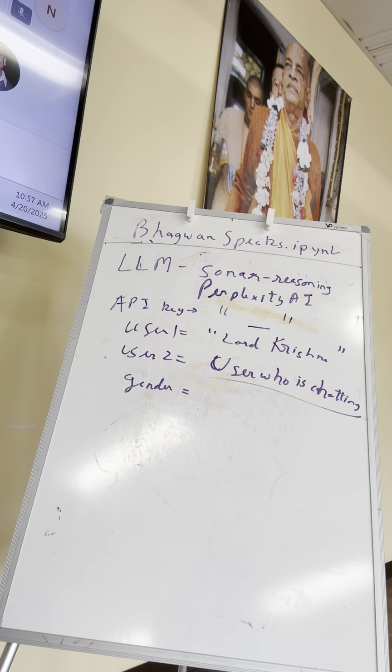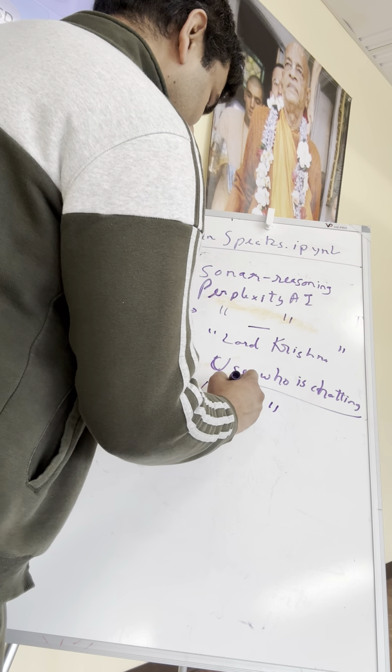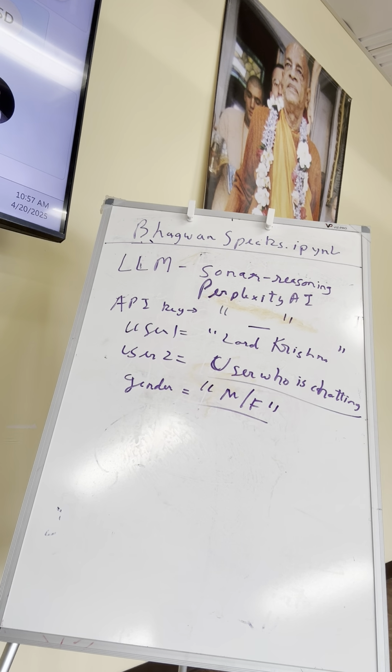I think the AI is ISKCON devotees. It's devotee AI. Okay, so whatever you want to define here, one value.